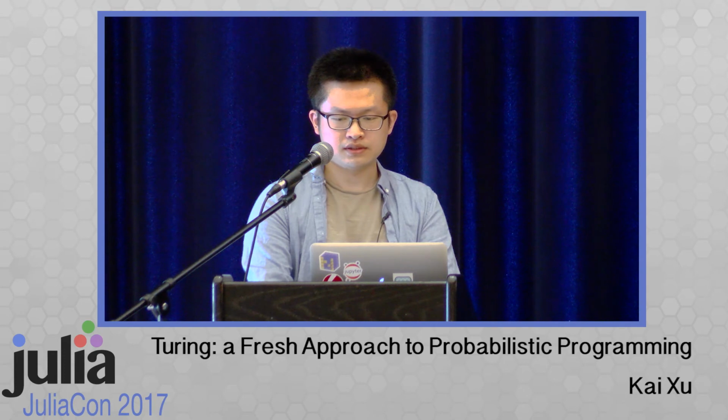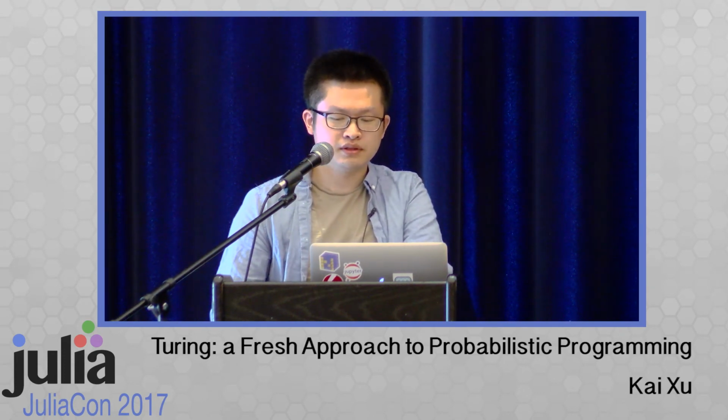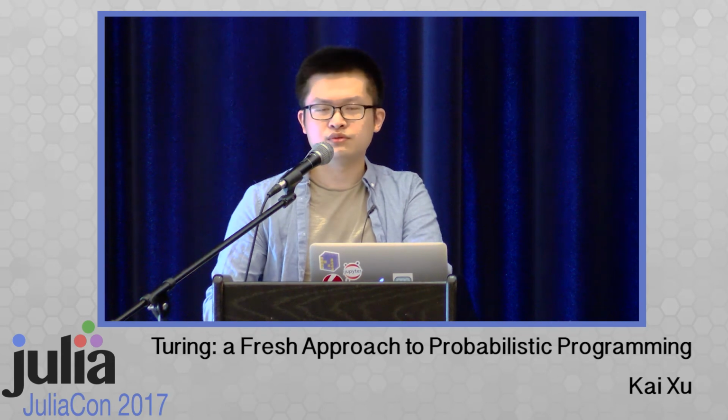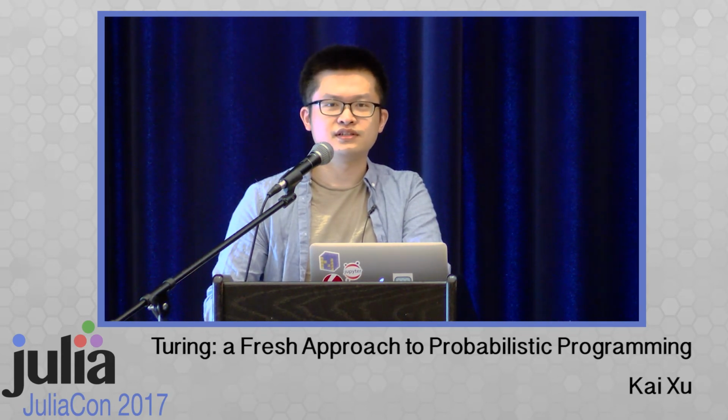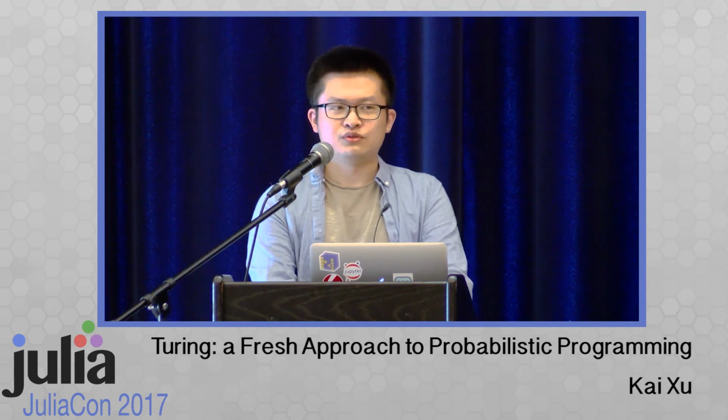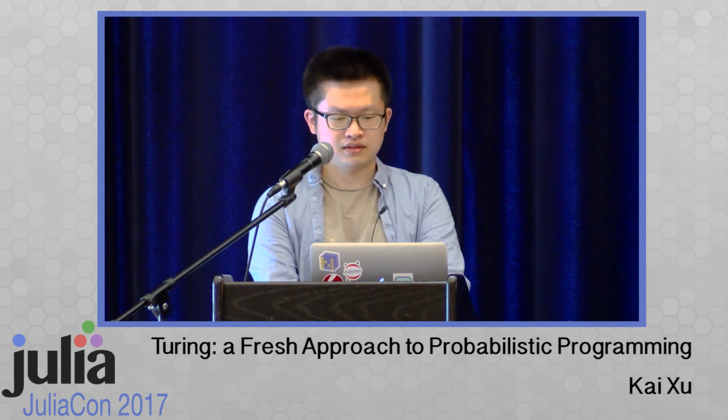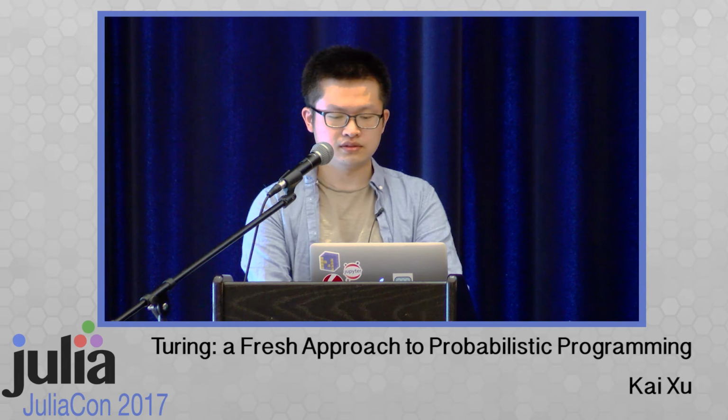So the second demo is a Bayesian neural net in Turing. In the previous two days, you guys already saw some neural net demos, so I'm going to show you a Bayesian one. First, still load some packages, and let me generate some synthetic data points.